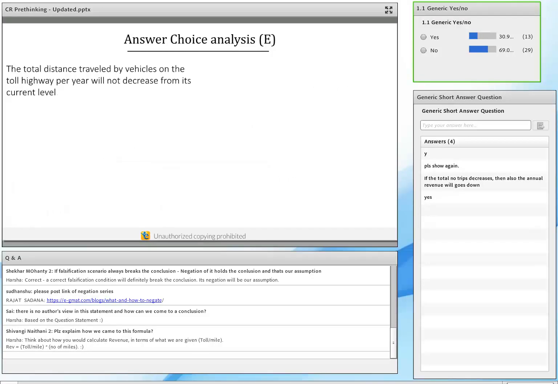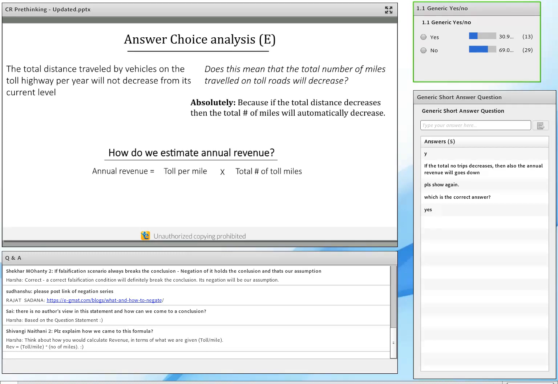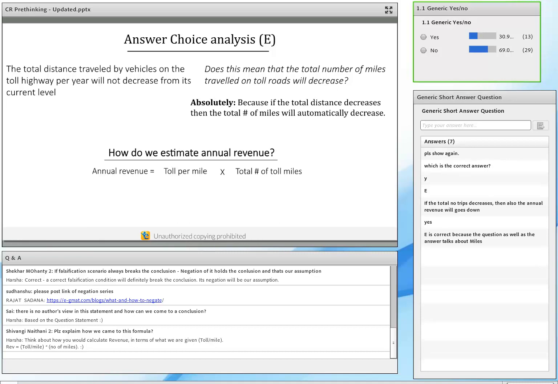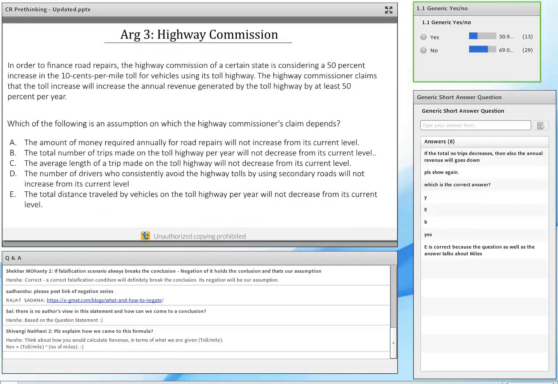Let's look at choice E. Choice E talks about the total distance traveled, and it says the total distance will not go down. Does it mean that the total number of miles traveled on this will decrease? Absolutely, yes. Because if the total distance decreases, then the total number of miles also decreases. And hence, this is a must be true. Choice E is the correct answer over here.